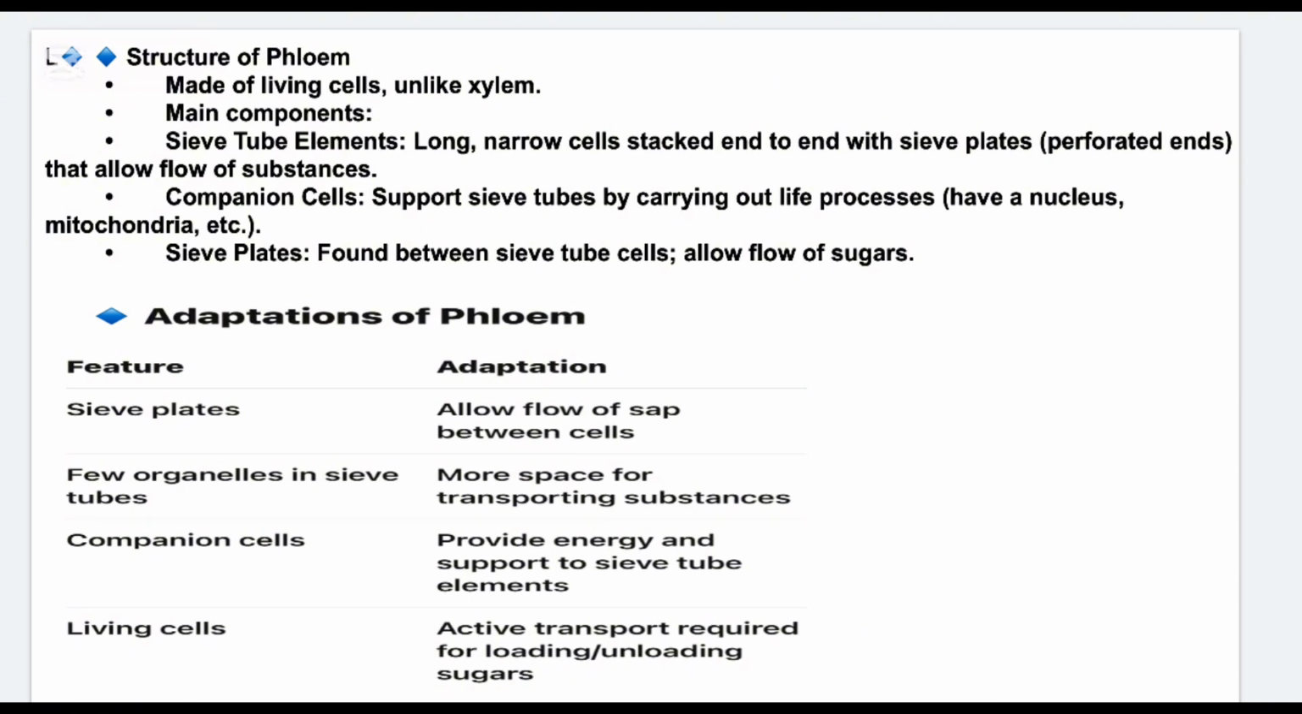Now, adaptations of phloem. You can see the adaptations right there. The sieve plates, few organelles in the sieve tubes, the companion cells, and the living cells.